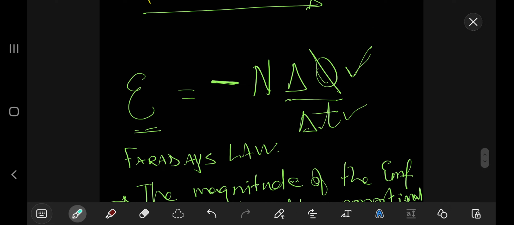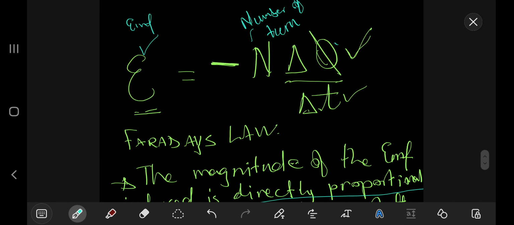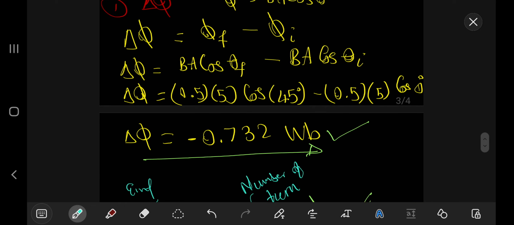So now let's explain the terms. This is the EMF that we're calculating, or what we're trying to achieve, and this is the number of turns. And then this is the change in magnetic flux linkage, changing from this angle to this angle. And then delta t is the time, as the magnetic flux linkage changes from this to that, right? Okay, so let's look back at the example.